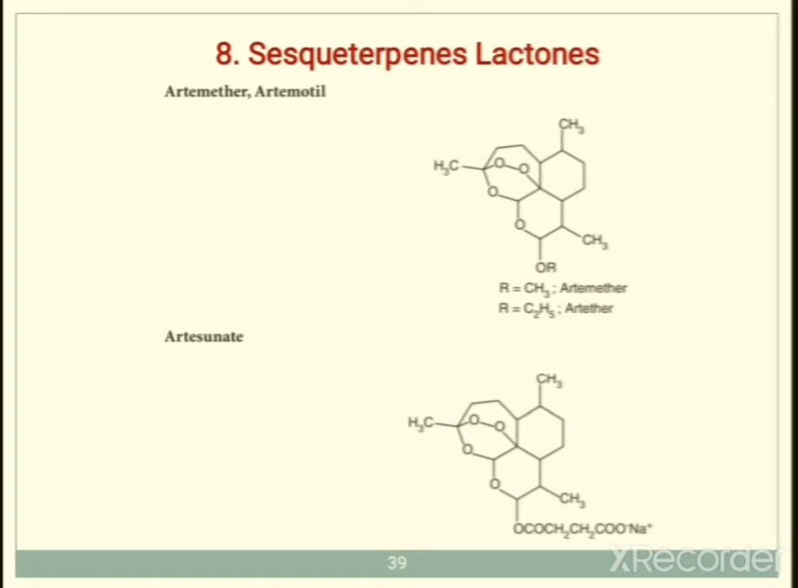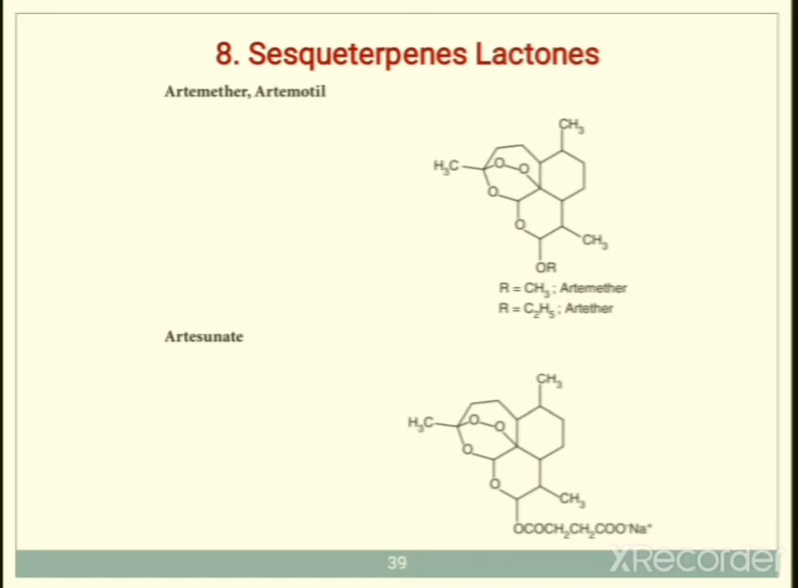Now the next and last class of these antimalarial agents is the sesquiterpene lactones. In that, artemether, arteether and artesunate are the three structures from these sesquiterpene lactones. The basic structure of artemether is given over here. You can see a dioxane kind of ring over here. At R, OR will be there. If R is equal to CH3, it is artemether, and if R is equal to C2H5, it is arteether. So just draw the basic structure and practice it.